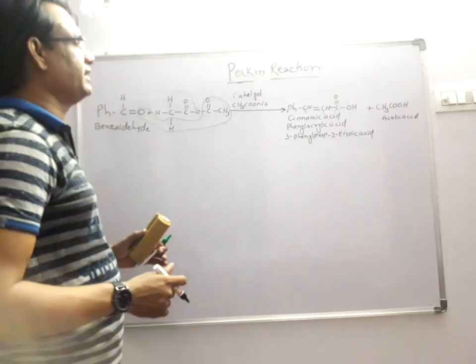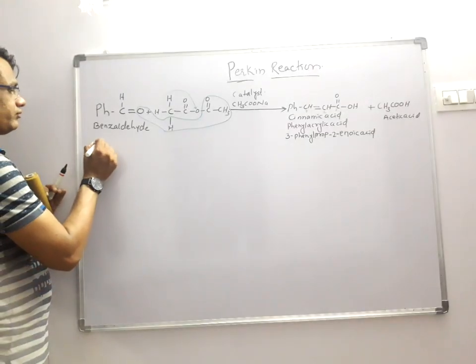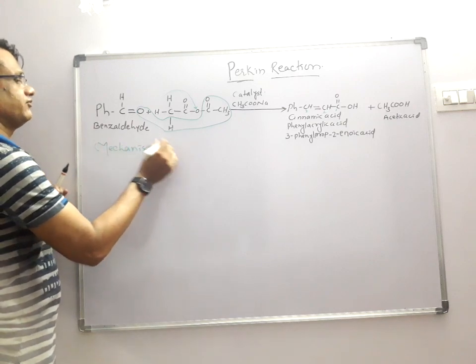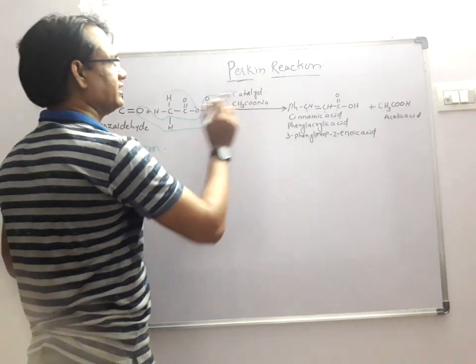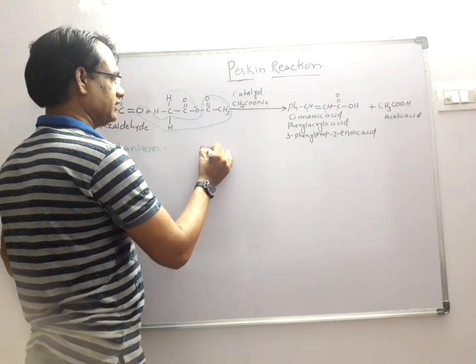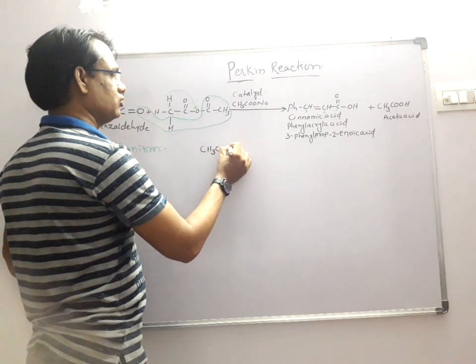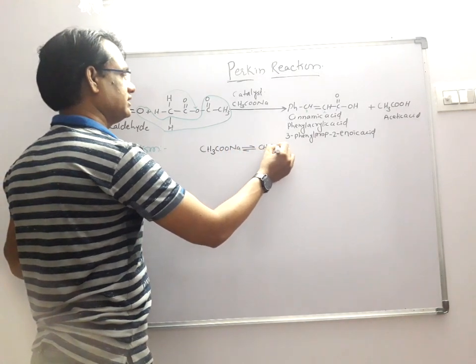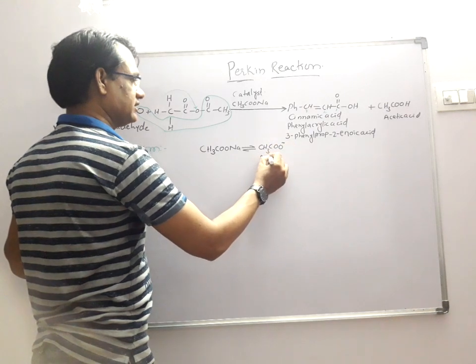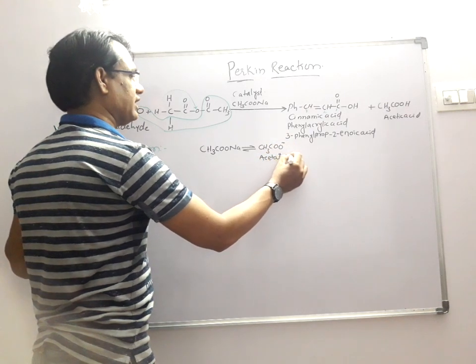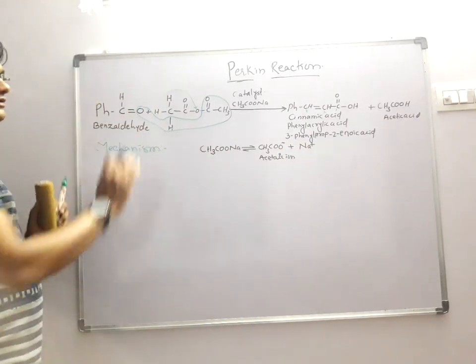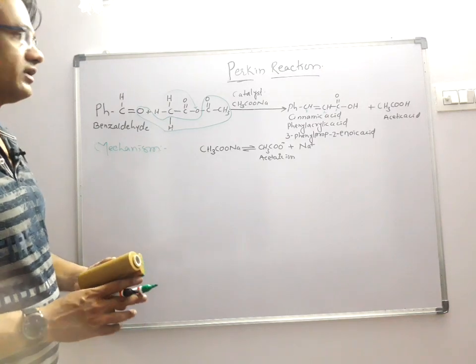The mechanism is a very interesting one. In this mechanism, first of all, the sodium acetate catalyst dissociates: CH3COONa dissociates as CH3COO minus, the acetate ion, plus sodium ion. This is the first dissociation of the sodium acetate.